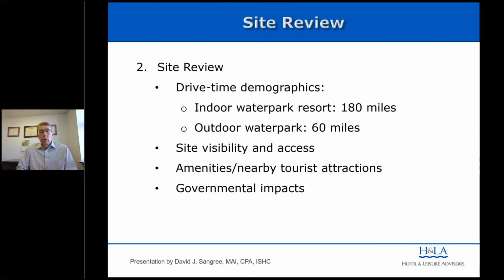What are some of the nearby tourist attractions and amenities near the site? Is there any shopping or other attractions nearby? Are there other reasons why people might come there? For example, in the Poconos, we've seen a number of water park resorts develop, and part of that is because there's a couple ski hills there, as well as some state parks and other. There's a big shopping center and other reasons why people visit there.